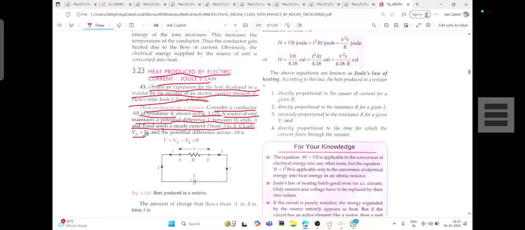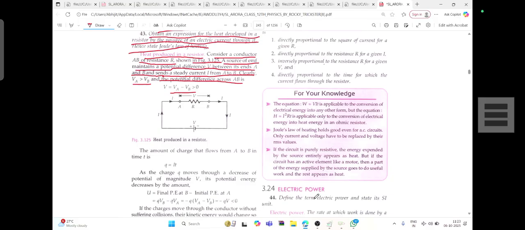Obviously current flows from point A to point B, that means VA is greater than VB, and the potential difference across AB is V equals VA minus VB. I have discussed this earlier. That is greater than 0, obviously, because if VA were equal to VB, that means no current flows in the circuit.